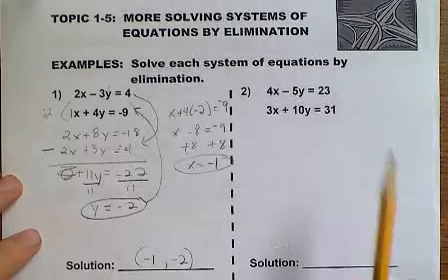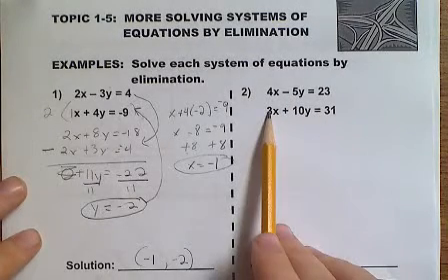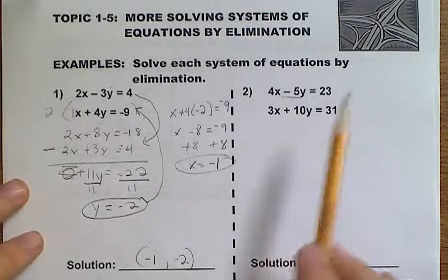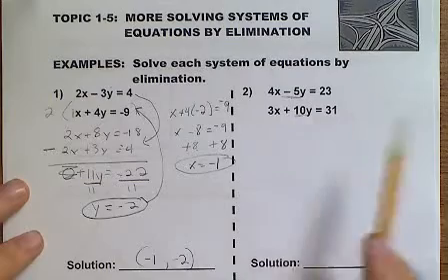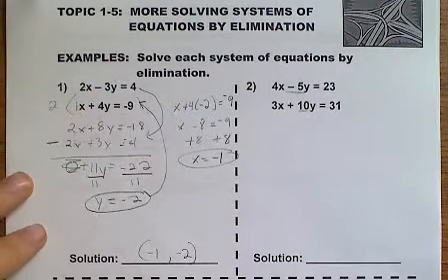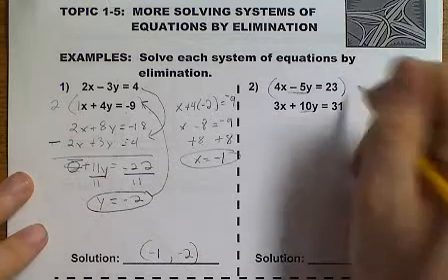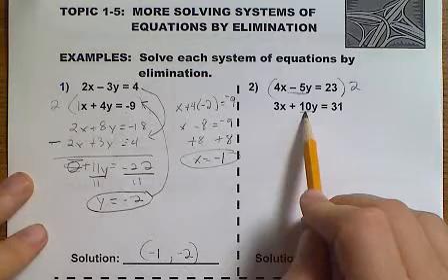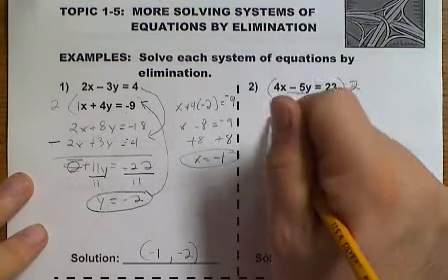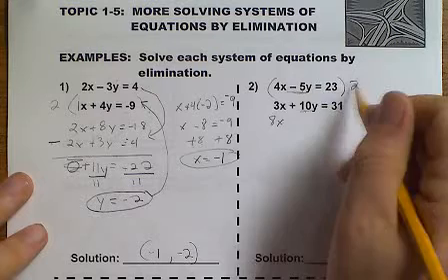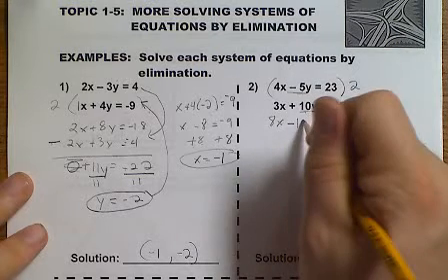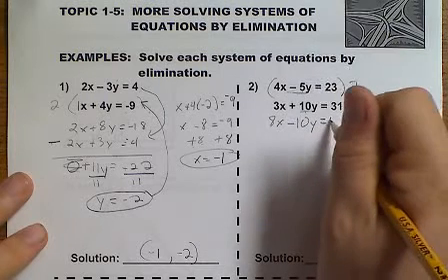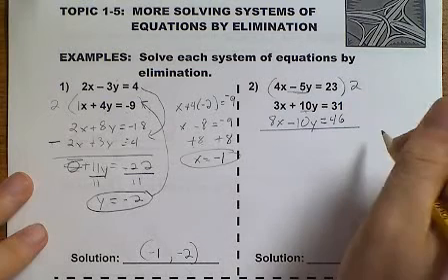On number 2, there is nothing times 3 that will give me 4. But 2 times 5 will give me 10. So I'm going to multiply this top equation by 2, because 2 times 5 will give me 10. Well, 2 times 4, that makes 8x, minus 2 times 5, that makes 10y, equals 2 times 23 is 46.